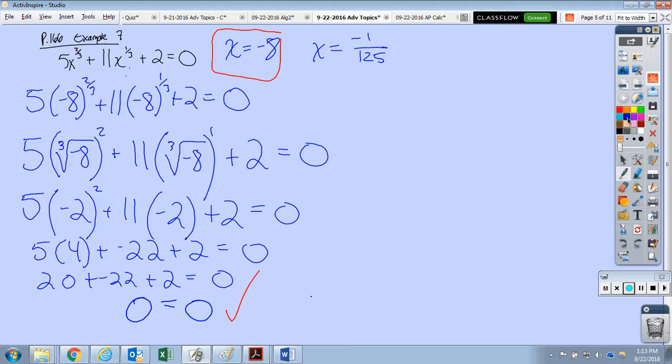So let's now check the other one. So this one here, this was checking -8. Now we're going to check -1/125th. So we have 5 times -1/125th to the 2/3 power plus 11 times -1/125th to the 1/3 power plus 2 equals 0.